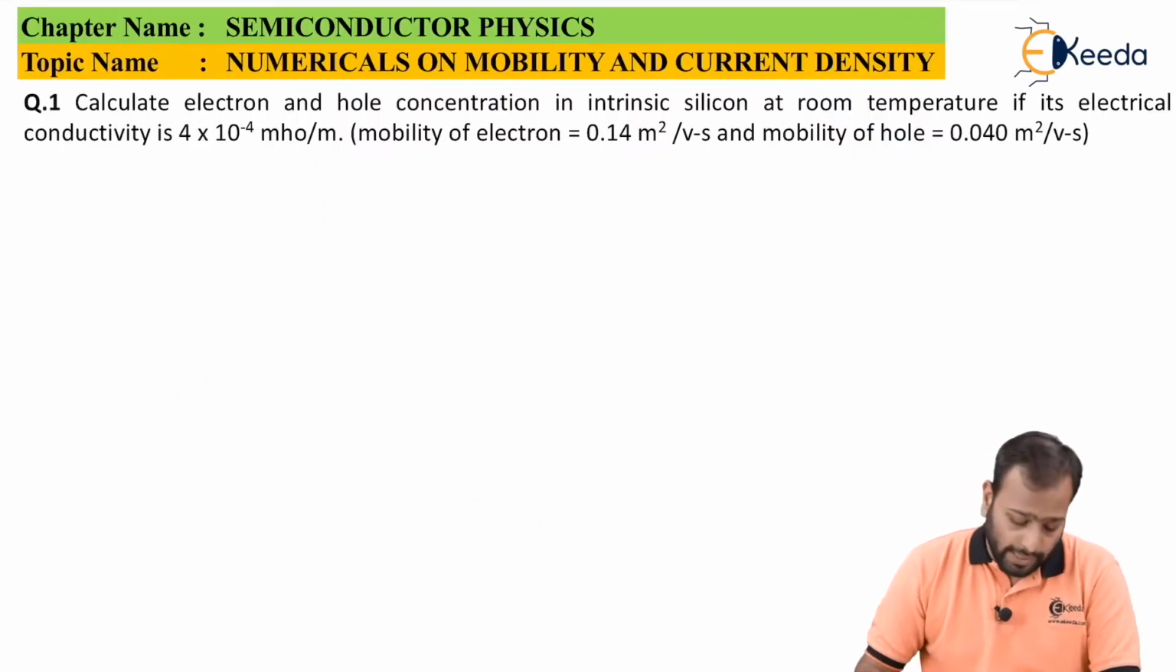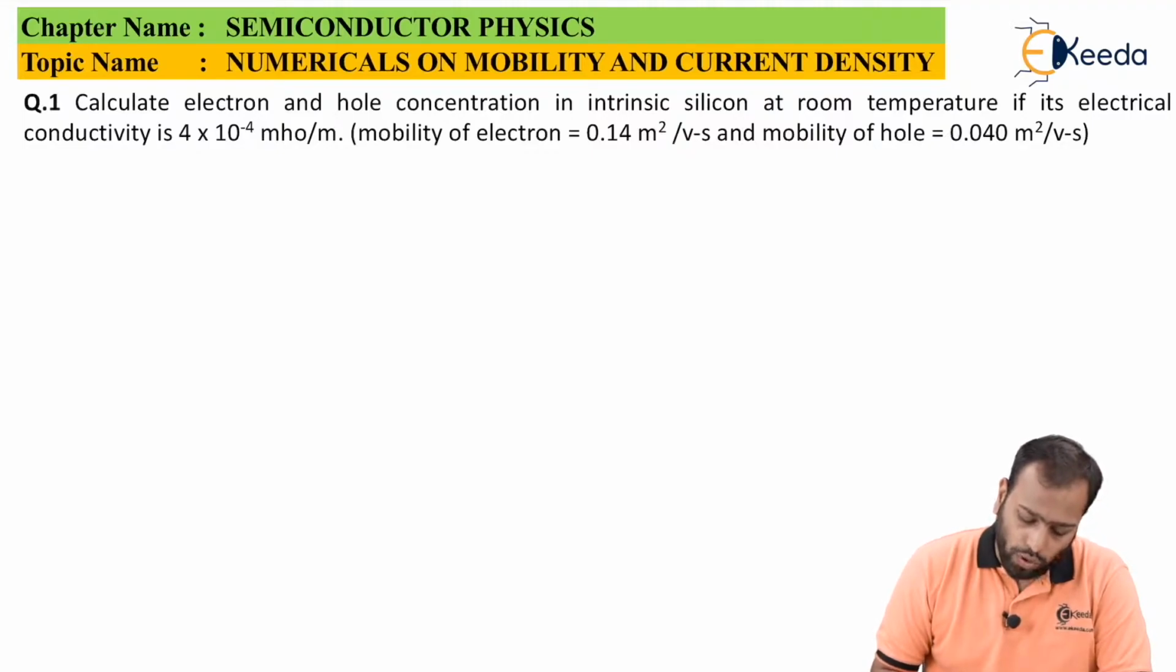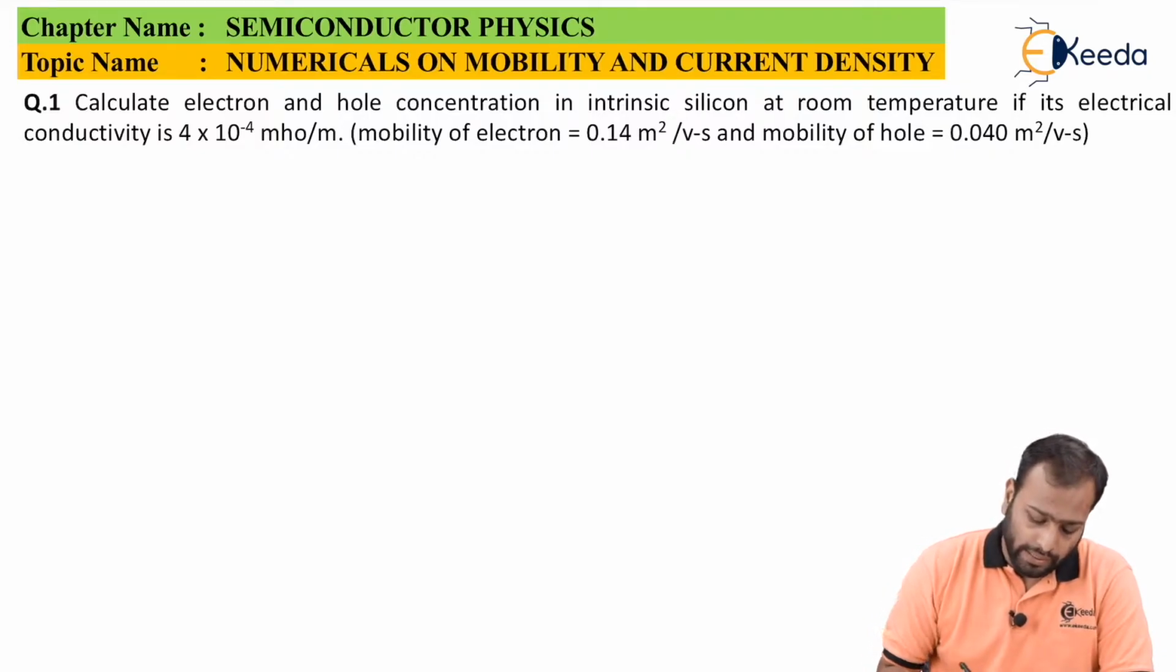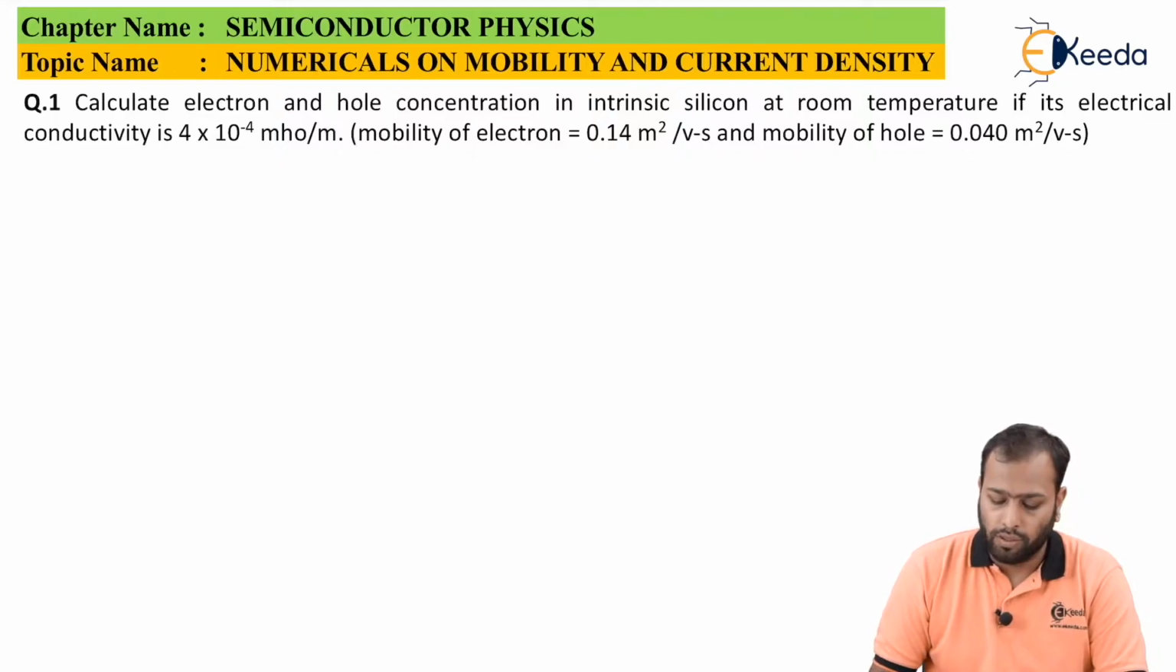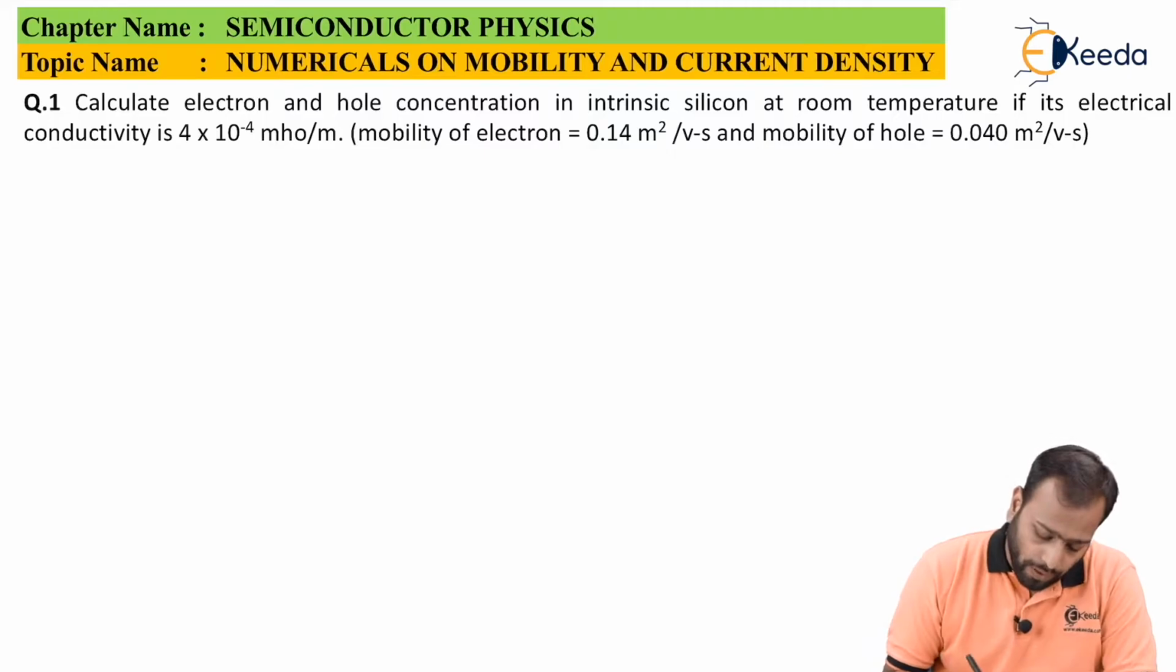The first question reads: calculate the electron and hole concentration in intrinsic silicon at room temperature if its electrical conductivity is 4 into 10 to the power minus 4 mho per ohm, and mobility of electron is 0.14 meter square per volt second, and mobility of hole is given as 0.040. Now, let's see what the given data is.